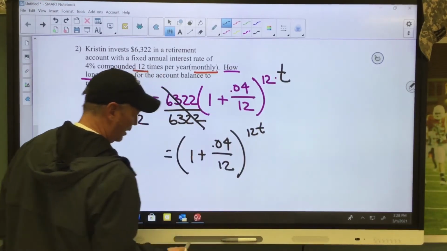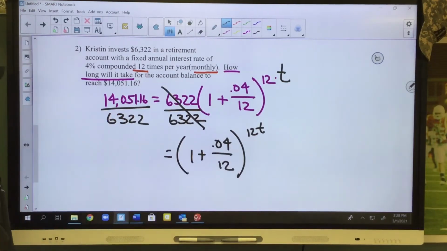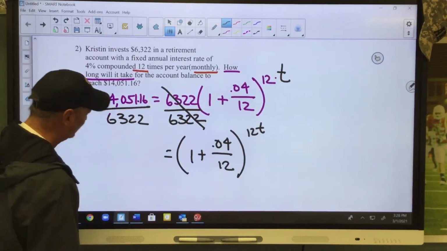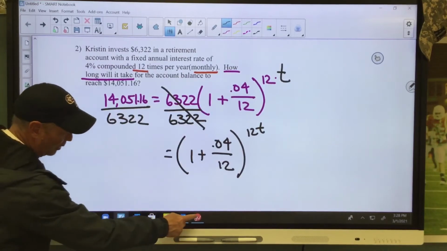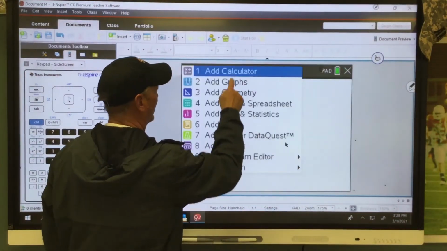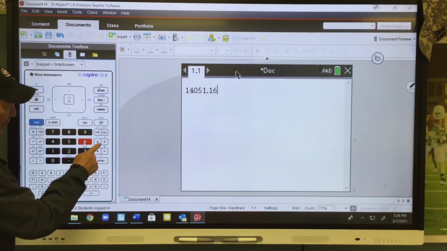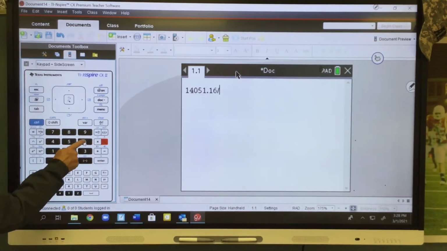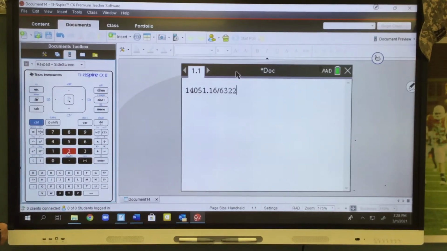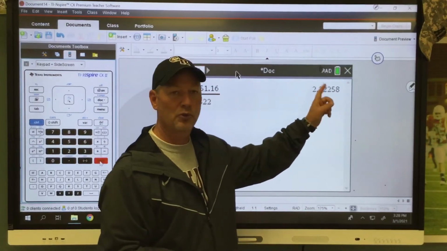All right, let's put this in the calculator and get a number for you. 14,051.16, and we're going to divide by 6,322. And we're going to hit enter. And that's going to give me 2.22258.